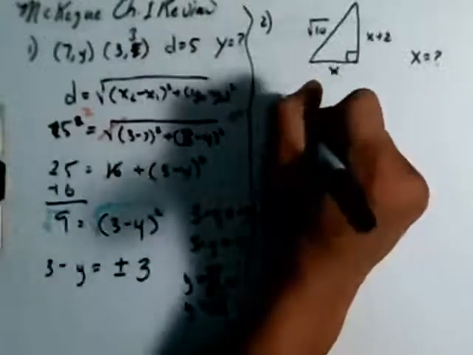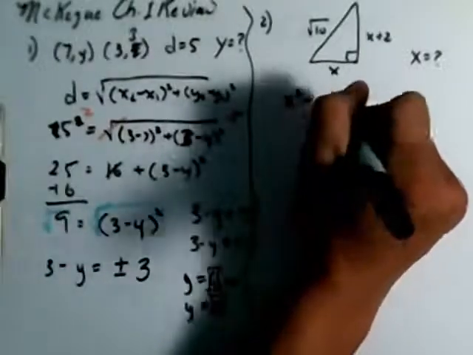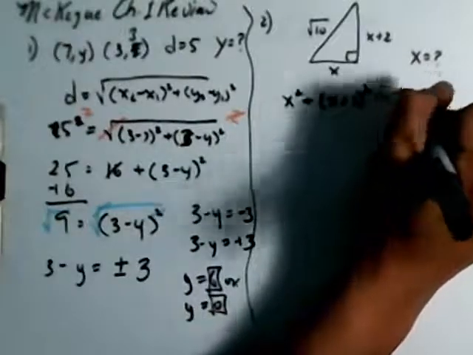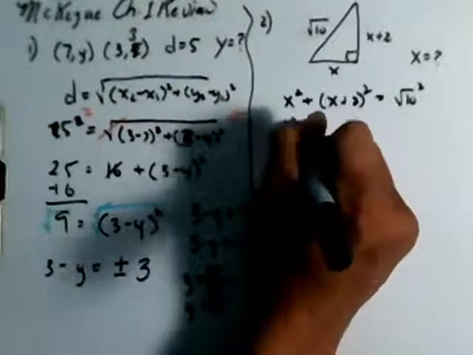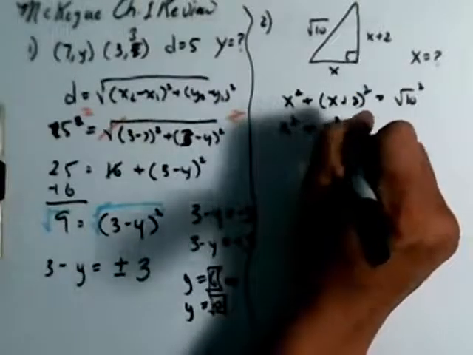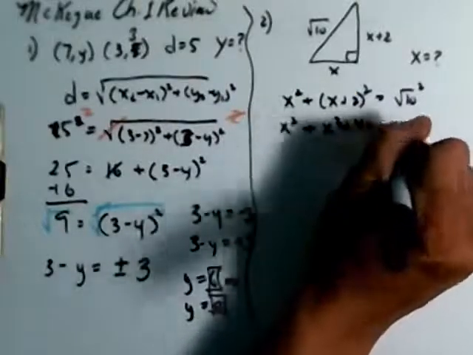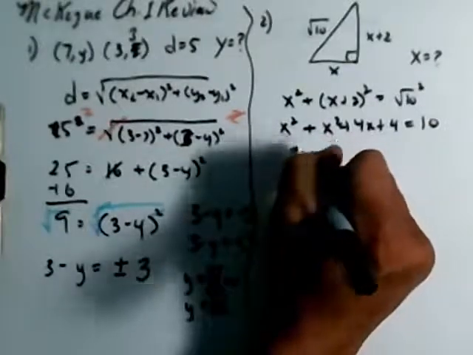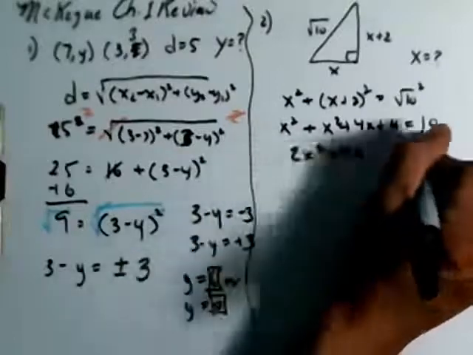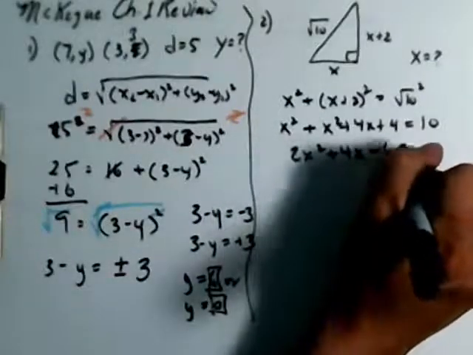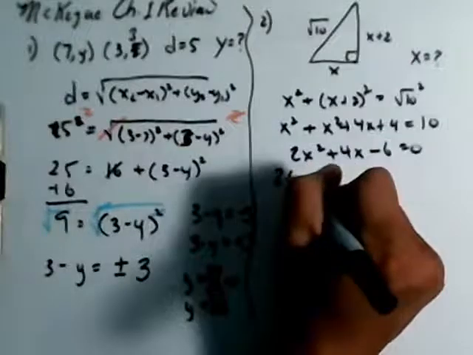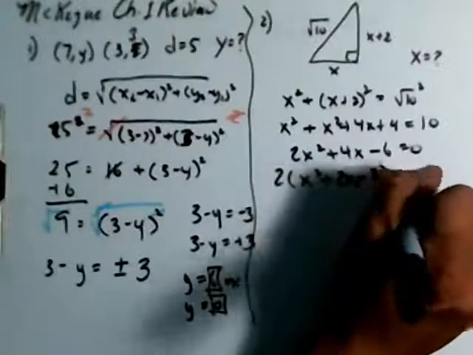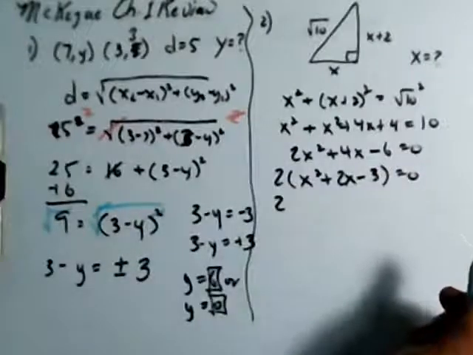So how do you solve this out? Using the Pythagorean theorem: x squared plus (x plus 2) quantity squared is equal to root 10 squared. You do have to FOIL this out. X squared plus x squared plus 4x plus 4 has to equal root 10 squared, which is 10. So 2x squared plus 4x plus 4 equals 10. I'm going to subtract 10 from this side: 2x squared plus 4x minus 6 equals 0. Factor out 2: x squared plus 2x minus 3 equals 0. And I'm going to factor this next.